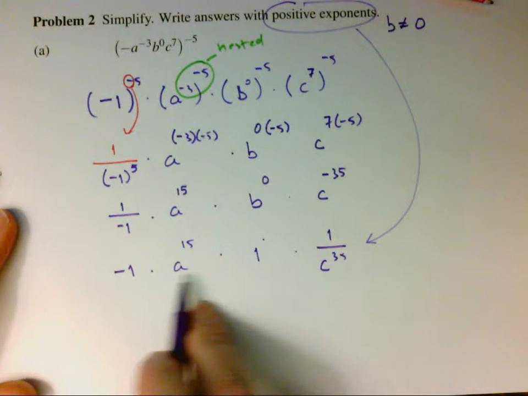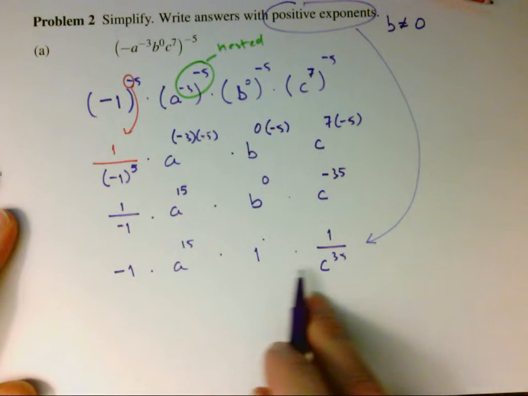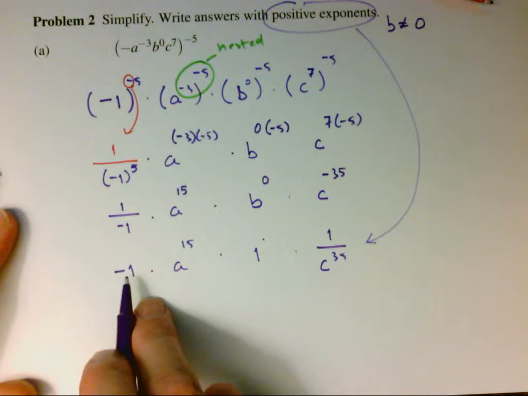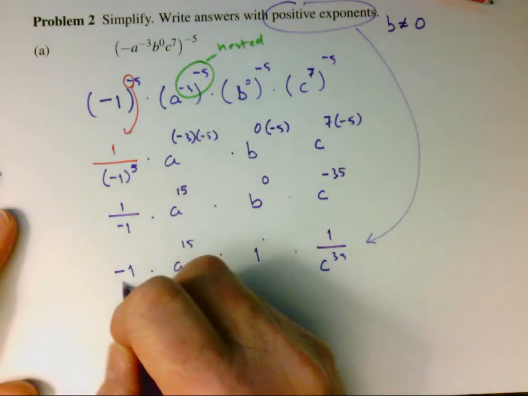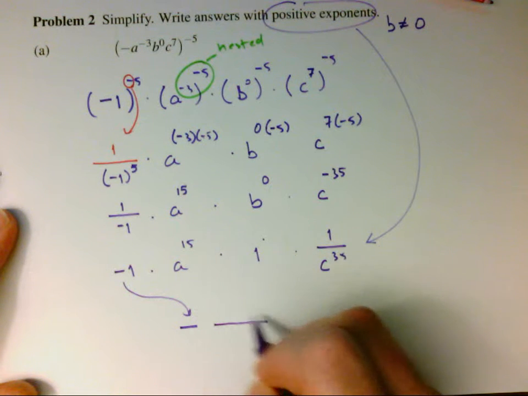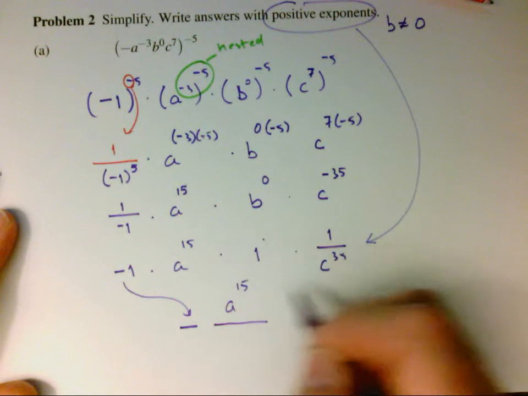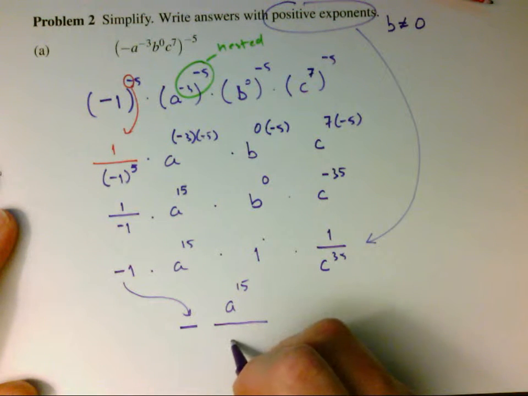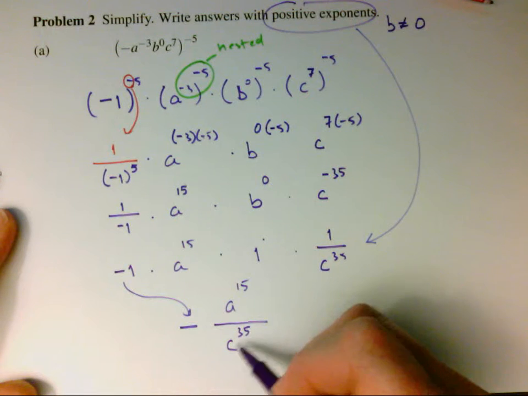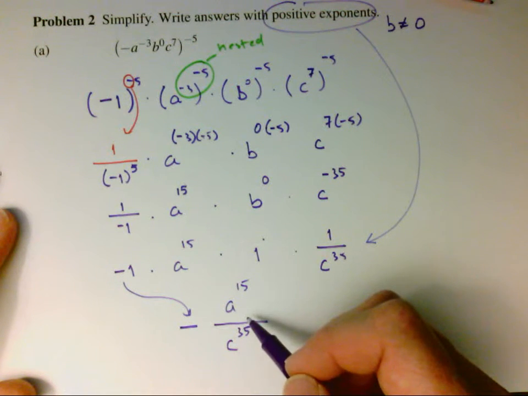Now all we have to do is multiply across here and write things down in a simplified form. Well, 1 times anything is itself. Negative 1 times anything puts a negative out front. Then we have an a to the 15 on top, and a c to the 35 on the bottom. Since these are not the same base, we can't simplify the exponents. So this is done.